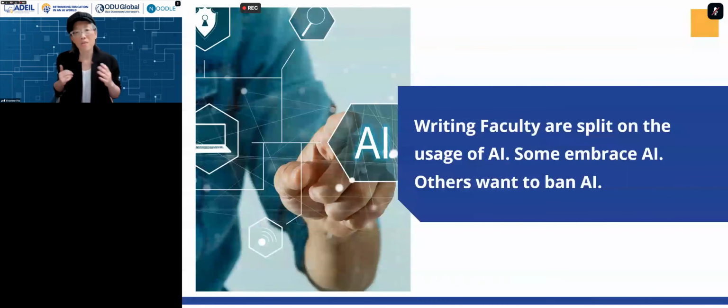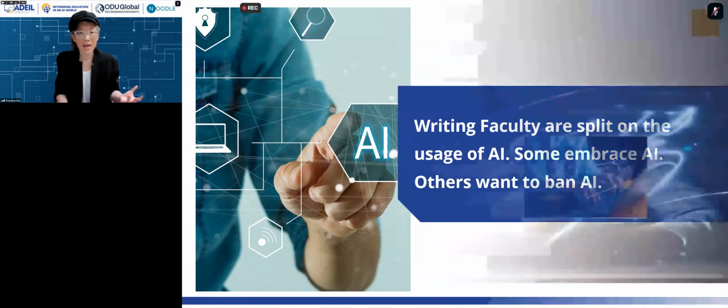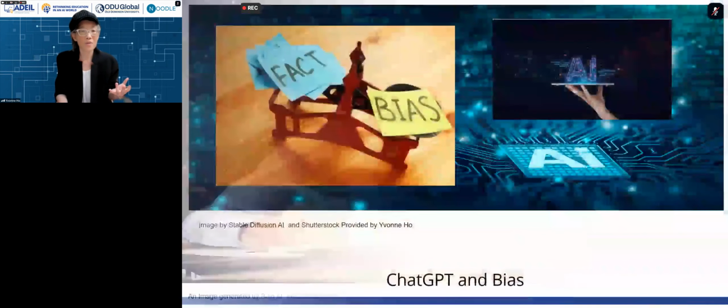So at this point, writing faculty are split on the usage of AI. Those that are against AI want to ChatGPT-proof their assignments, and those who embrace AI want to learn how they can teach students how to use AI.